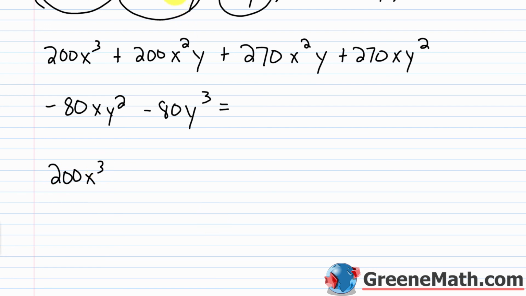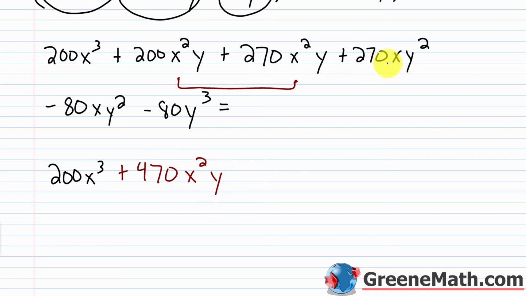All right, then this equals 200x cubed. And then let's take a look at this. We have x squared y, x squared y. So no other like terms. Remember, for you to have like terms, it's got to be the same variable raised to the same power. So I've got to have an x squared and then a y to the first power. So that occurs here and here. It doesn't occur here, here, or here. So just these two are like terms. So 200 plus 270 is 470, and then x squared y.